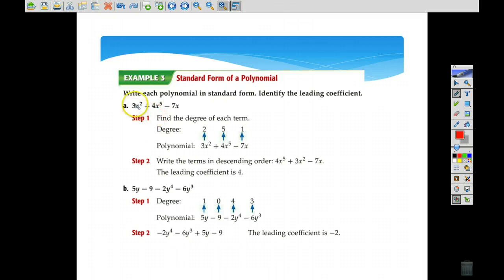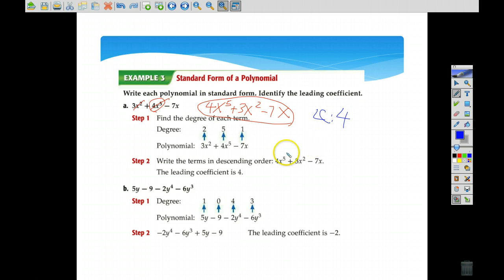Okay, standard form of a polynomial. Write each polynomial in standard form. Identify the leading coefficient. The biggest degree here is the 5th power, so 4x to the 5th power. The next biggest degree is the 2nd power, a positive 3x squared, so you write plus 3x squared, and what's left is minus 7x. When they ask you for the leading coefficient, let's just put LC. The leading coefficient is that number 4 right there.